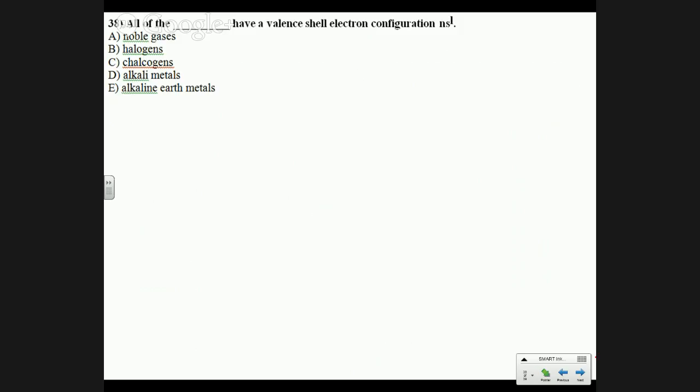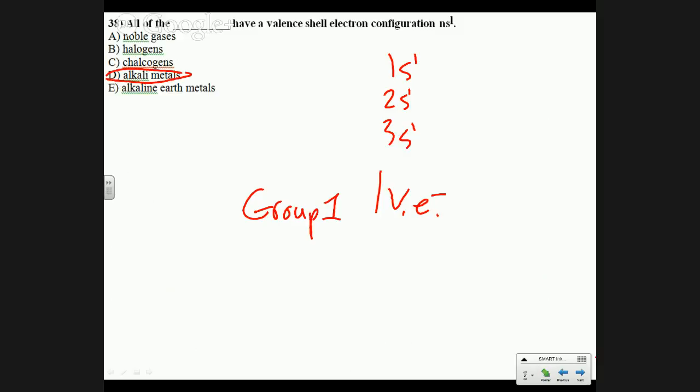38. All of the blank have a valence shell electron configuration of ns1. So, well, it would be like 1s1 or 2s1, 3s1. You have 1 valence electron. So what group has 1 valence electron? Group 1. Special name for group 1 would be the alkali metals.